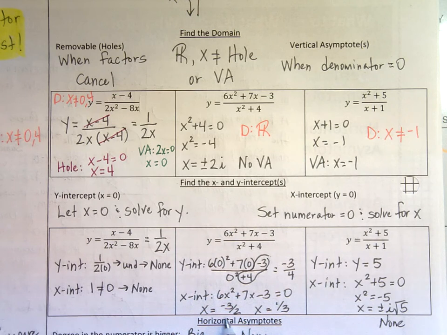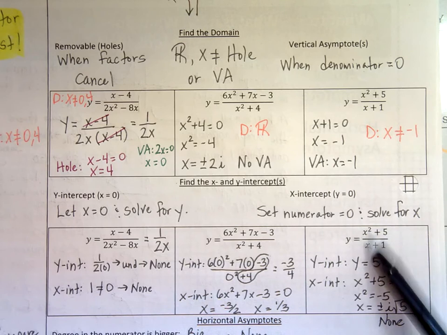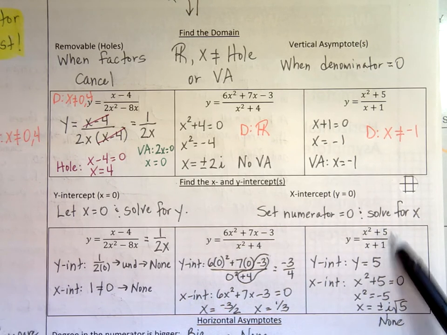X equals -3/2 and x equals 1/3. So this was factoring. We've done that before, AC method, solving it out. So there's my x-intercepts and my y-intercept. For the y-intercept, I let my x's be 0. I end up with 5 over 1, which is 5.